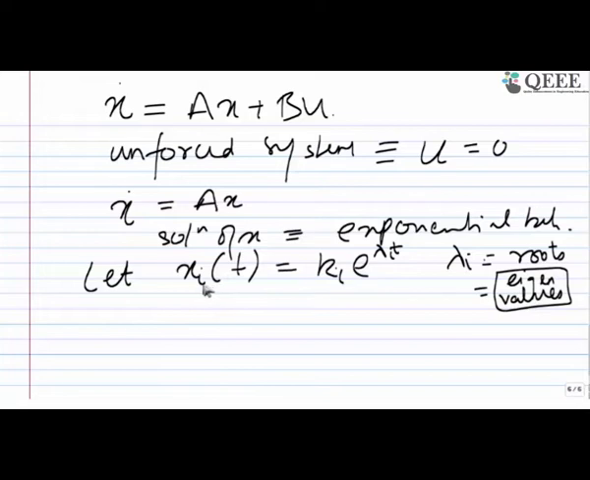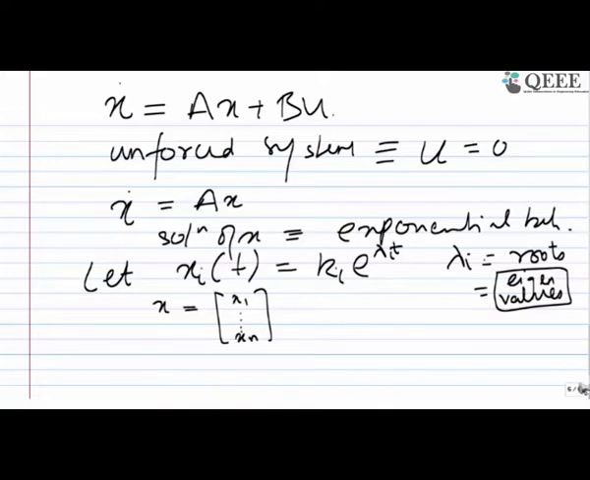Why do I call it i in a subscript? Because this is one of the elements in this vector x dot. We need to say my x is basically x1 up to xn, right?